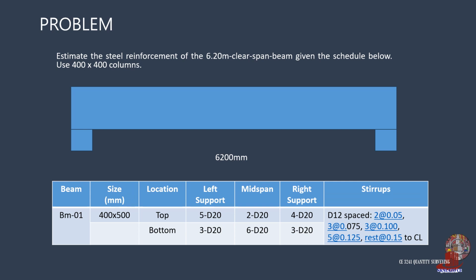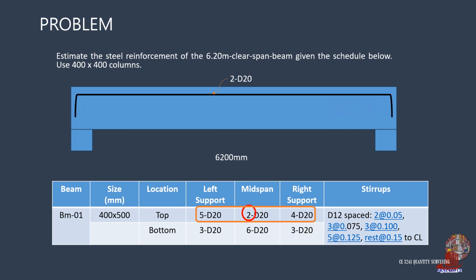The beam schedule is also provided, which contains the size of the beam and the rebars for each location, including the stirrups spacing. First is to interpret the beam schedule. Check the top bars, which has 5D20 on the left support, 2 at midspan, and 4 at the right side. With these values, we can then conclude that there are 2 D20 bars continuously placed from the left end to the right end of the beam.